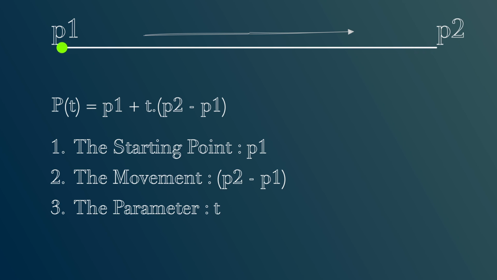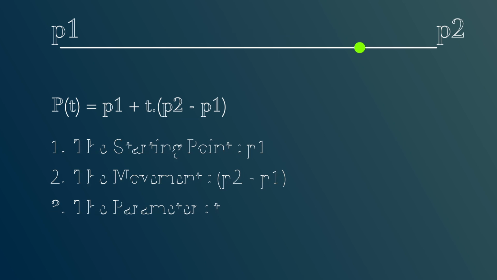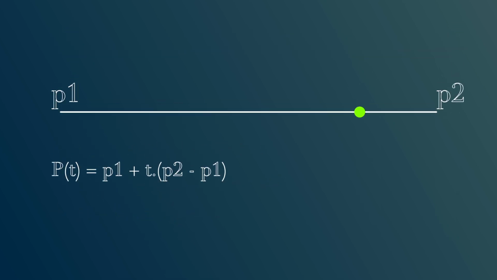You can think of P1 as your starting address, P2 minus P1 as the path you walk, and t as the amount of time you've been walking. P of t is simply your current location. As t changes, the point moves along the line. When t equals 0, you're exactly at P1. When t equals 1, you reach the endpoint P2. When t is between 0 and 1, you're somewhere in the middle of the segment.